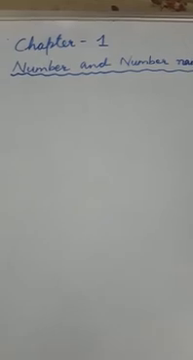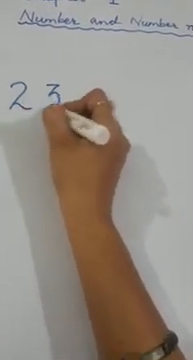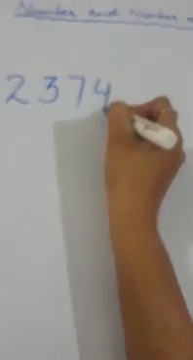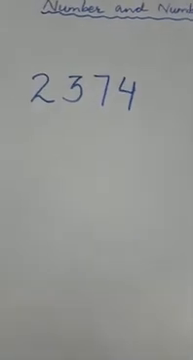Before starting today's topic, let's revise what we have learnt earlier. In our previous classes, we have learnt how to read and write 4-digit numbers. Let's revise it once again. For example, we have a 4-digit number. Now, how do we read this 4-digit number? It can be read accurately and easily with the help of places.